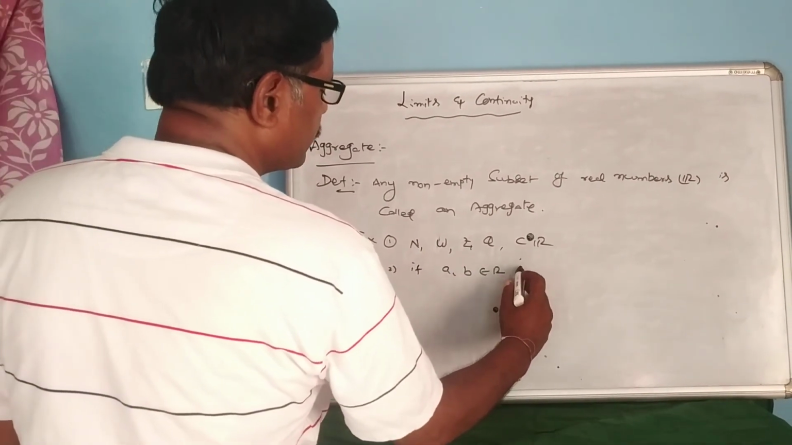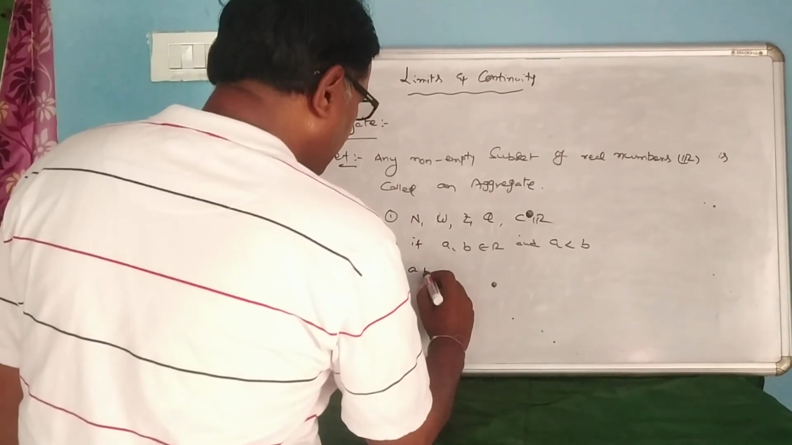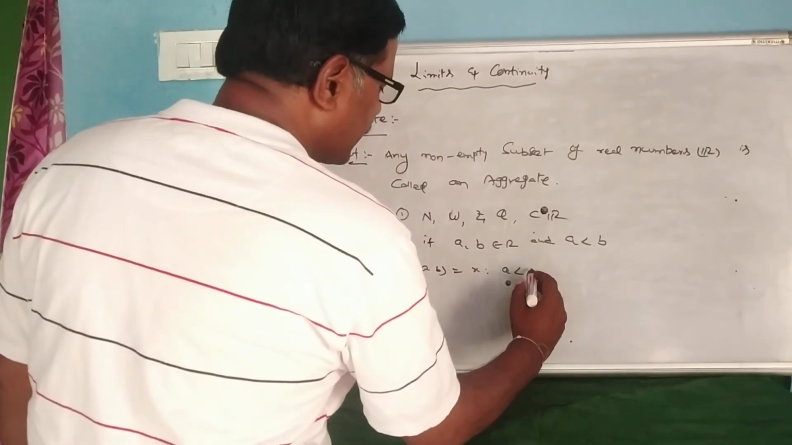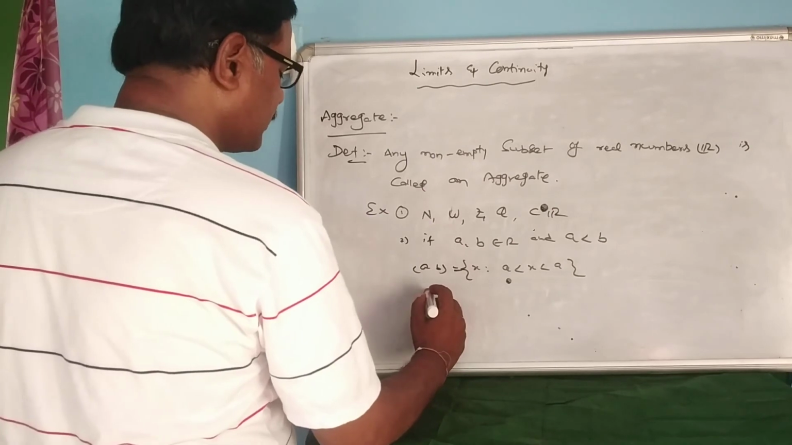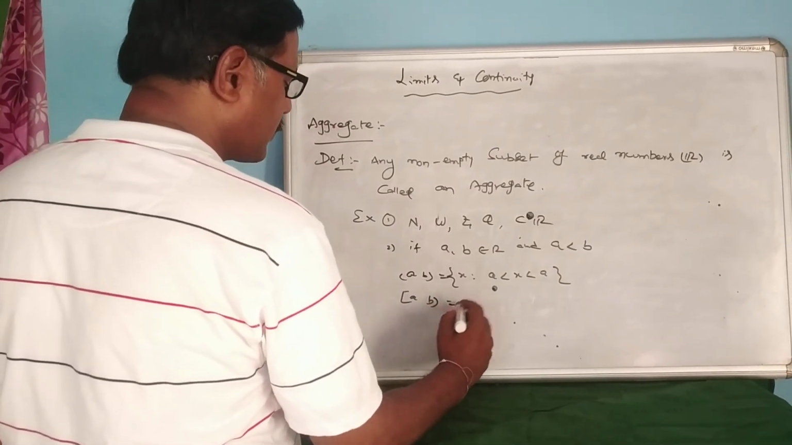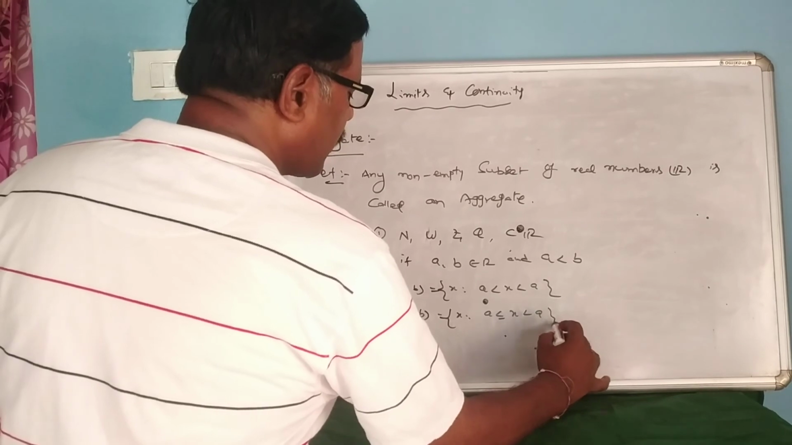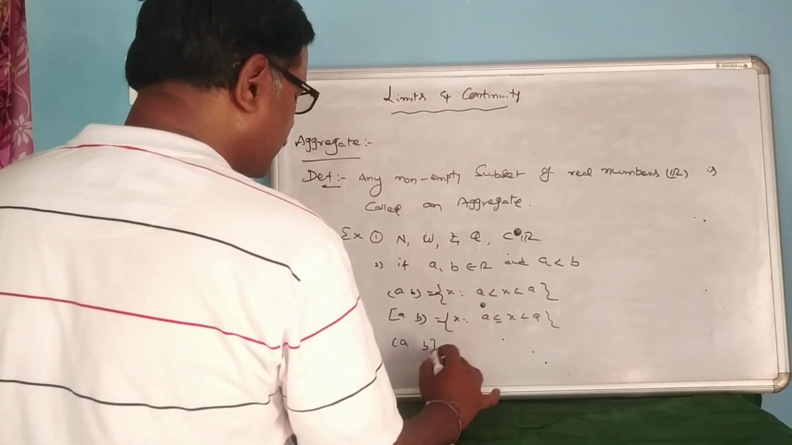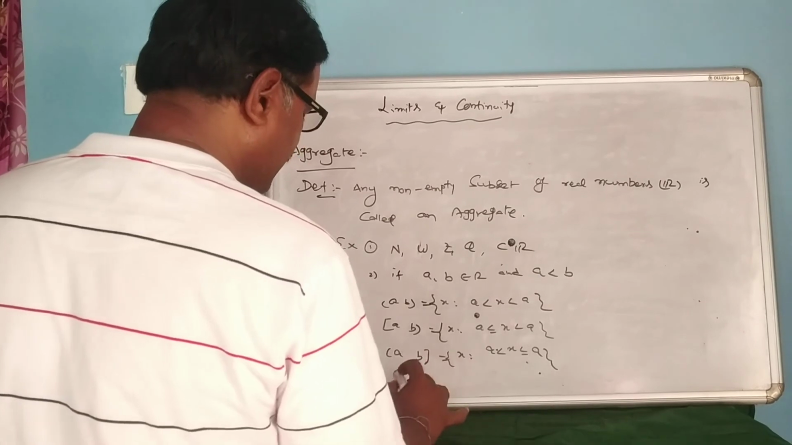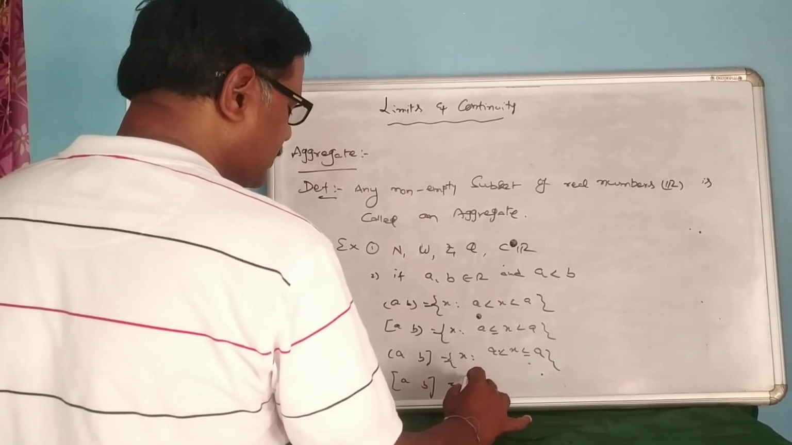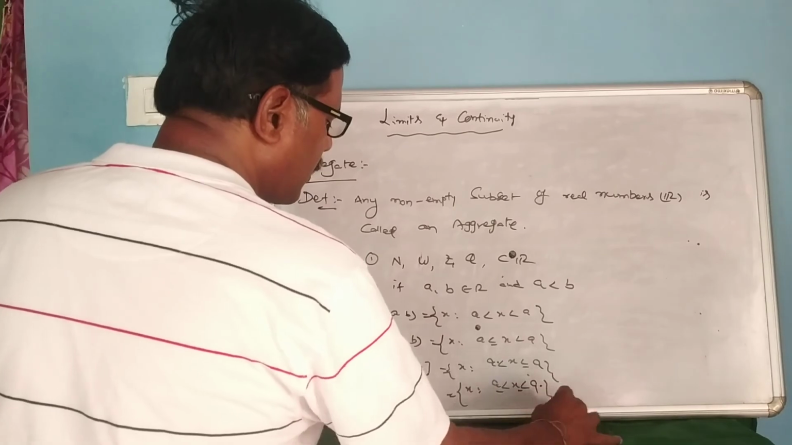Not only these, if a, b belong to R and a less than b, the open interval (a, b), x such that a less than x less than b, is an aggregate. Similarly, left closed, right open: x such that a less than or equal to x less than b. Similarly, left open, right closed: x such that a less than x less than or equal to b. And the closed interval. All these are aggregates.